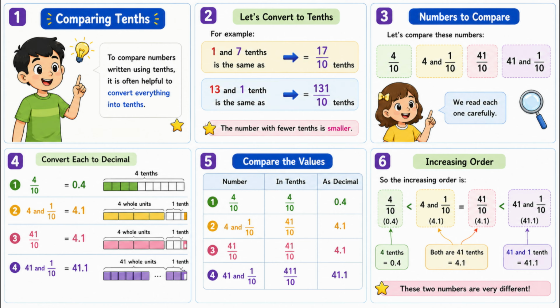So when comparing numbers such as 4 over 10, 4 and 1 over 10, 41 over 10, and 41 and 1 over 10, we read each one carefully. 4 over 10 is 0.4. 4 and 1 over 10 is 4.1. 41 over 10 is also 4.1. 41 and 1 over 10 is 41.1. So the increasing order is 4 over 10, then 4 and 1 over 10, which is equal to 41 over 10, and then 41 and 1 over 10.